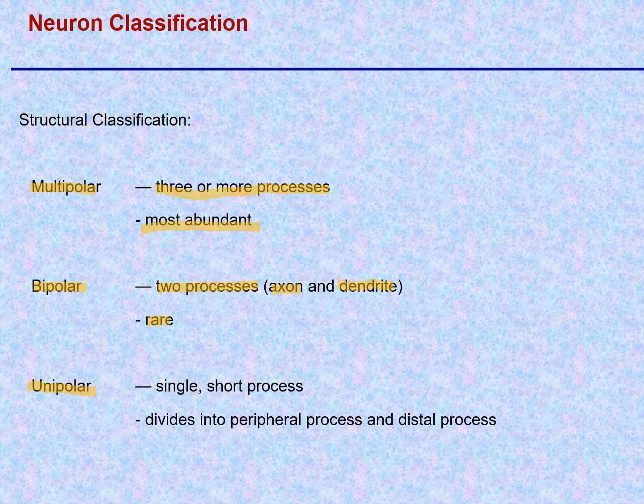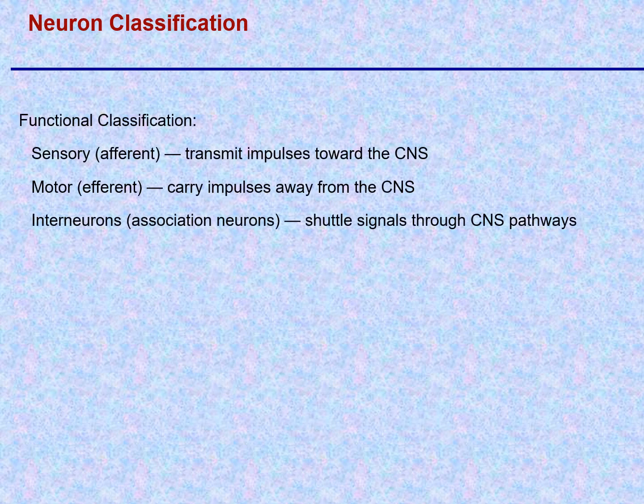And unipolar have a single short process, and it can be divided into 2 areas, peripheral and distal. I'll talk about these later probably. So we have these 3 types: multipolar, bipolar, and unipolar for structural classification of neurons. In terms of functional classification, we have sensory neurons, motor neurons, and interneurons. The sensory neurons are in charge of sensory input into the central nervous system from stimuli either outside of the body or inside the body, but the impulses move towards the central nervous system.